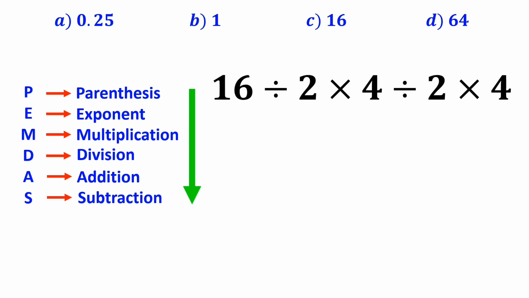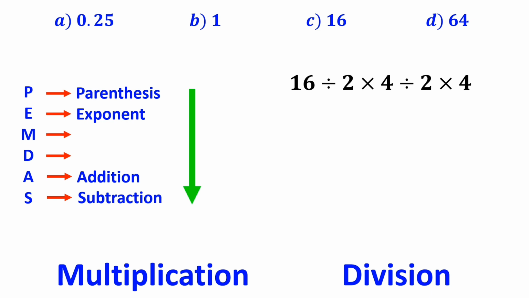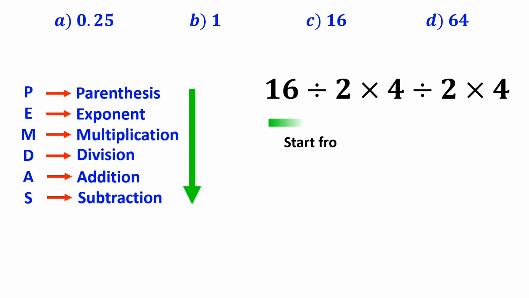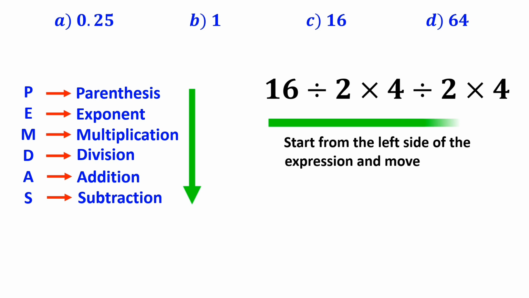Alright, as you can see on the screen, in this expression from left to right, first we have a division sign, then a multiplication, and again a division sign, and finally another multiplication. It's very important to keep in mind that in the PEMDAS rule, multiplication and division have the exact same level of priority. In this case, all we need to do is start from the left side of the expression and move step by step toward the right.